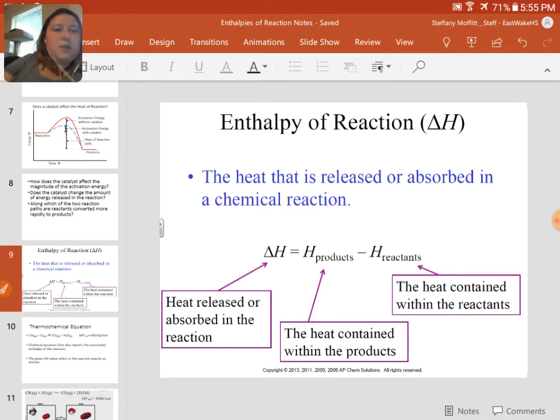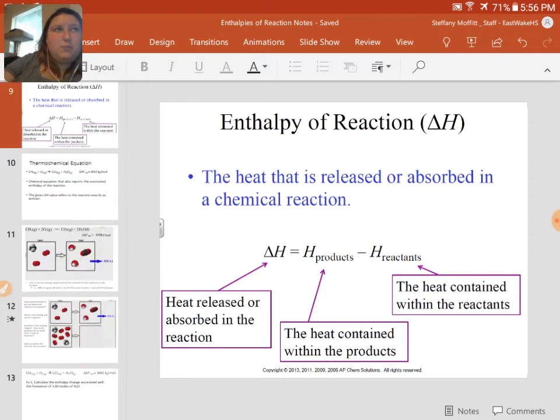So the enthalpy of reaction is going to be your delta H. Delta H is the heat that is released or absorbed in a chemical reaction. We're going to be looking at the heat contained within the products and the heat contained within the reactants to figure out that delta H number. And that delta H number is pretty important in thermodynamics. We can do a lot of equations with that number.